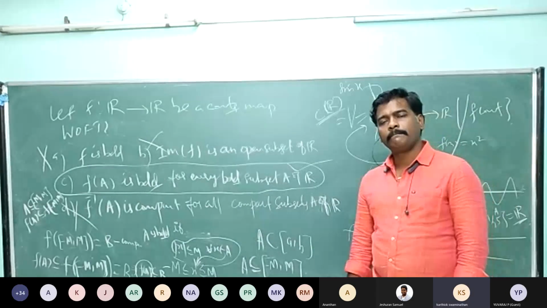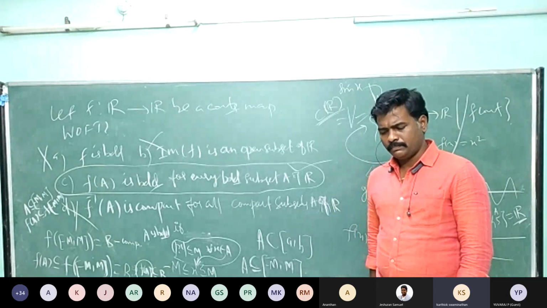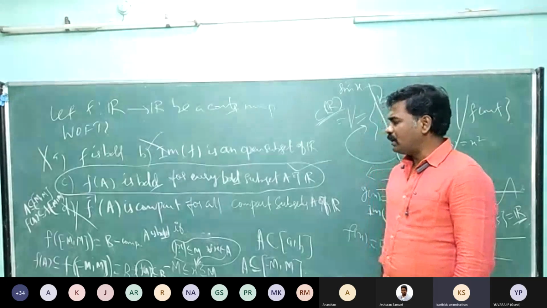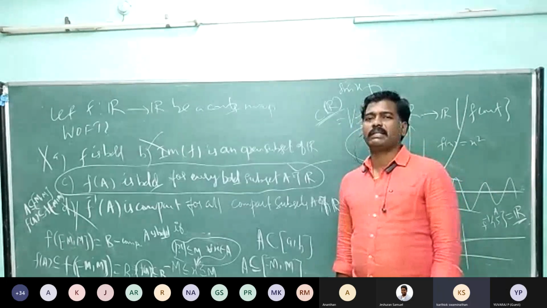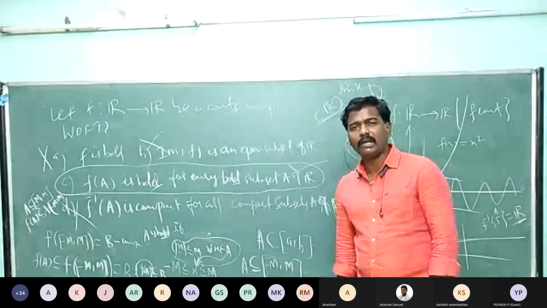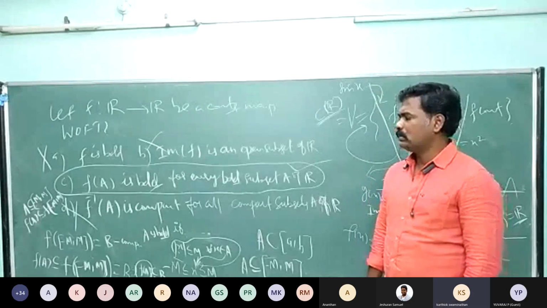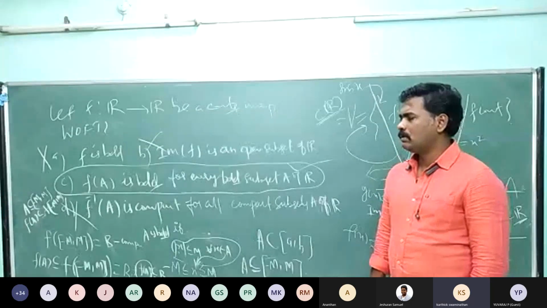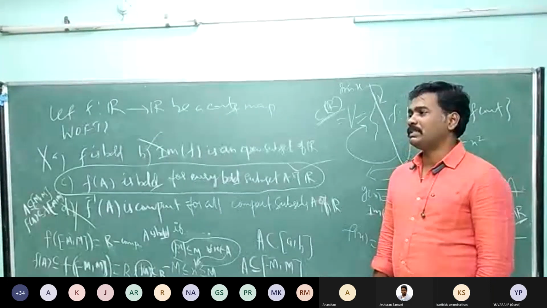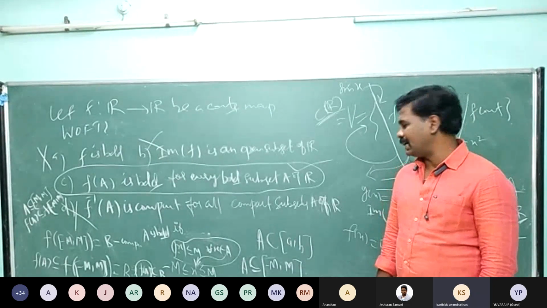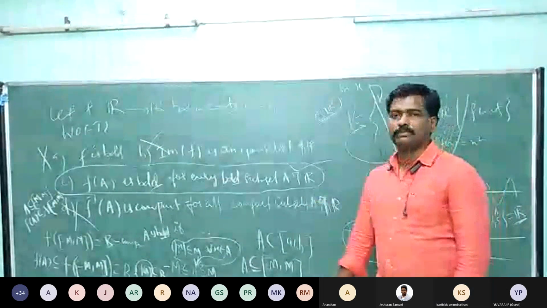In the chat box, Karpaya sir has given a message: inverse image of a compact set is compact. Hemantha has responded, yes, sir. Okay, inverse image. Suresh Krishnan P: one minute, sir. If F is a constant map, the inverse image of a singleton set is R, which is not compact. So therefore, inverse image of a compact set need not be compact. I already gave one example. Maybe now he has understood.